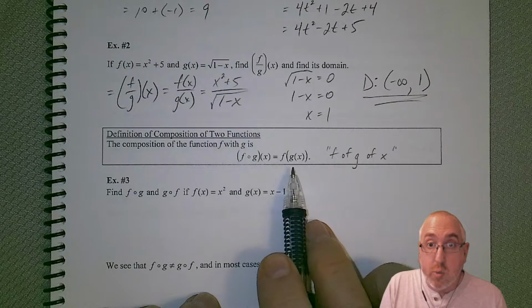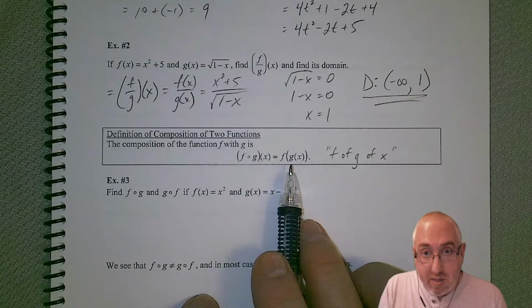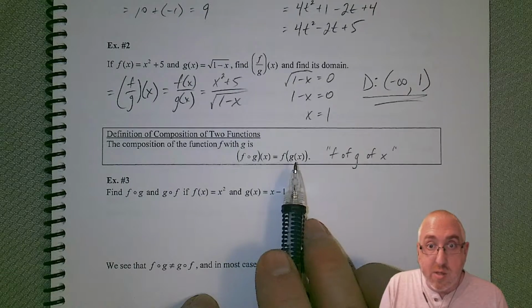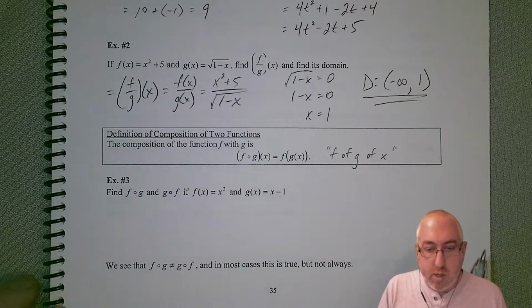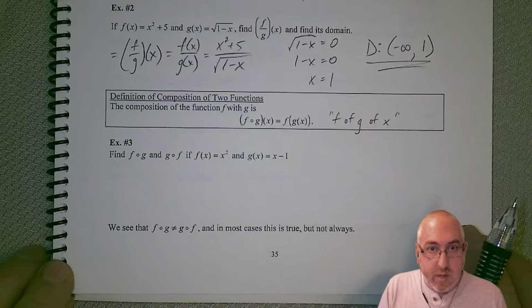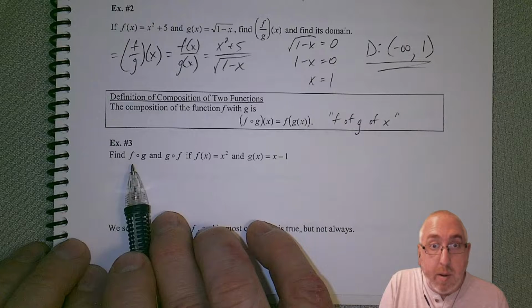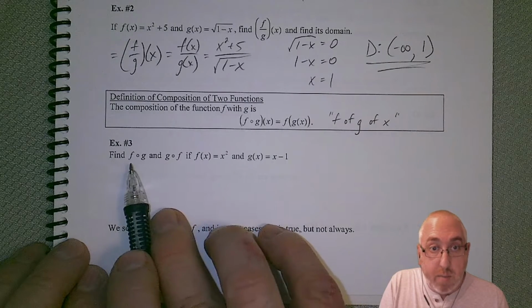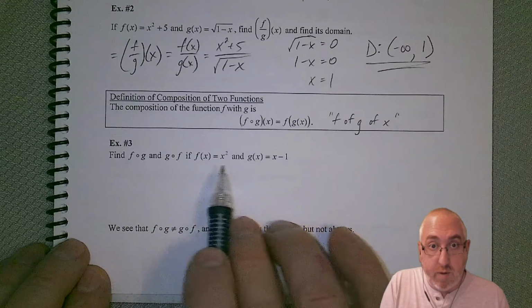And so we can also write it in this format too. So this format means this format. And this we can work with a little bit easier. So let's just do a couple of examples here. So we want to compose them both ways. So f composed with g and g composed with f. And we got our two different functions.